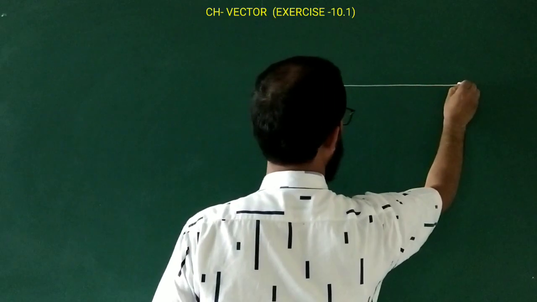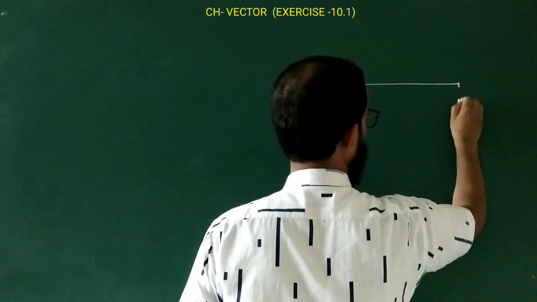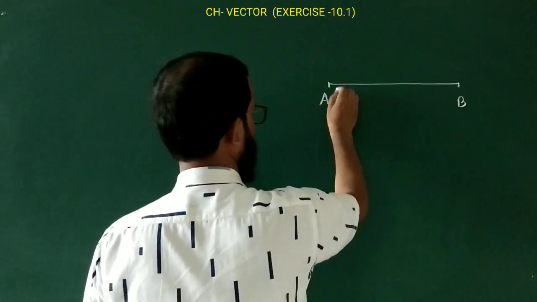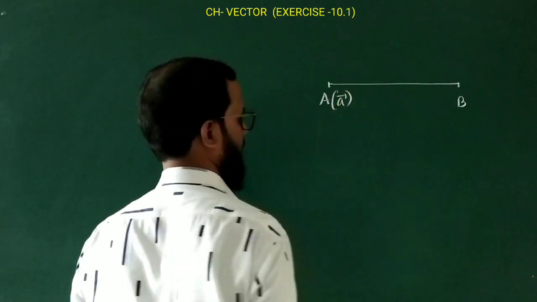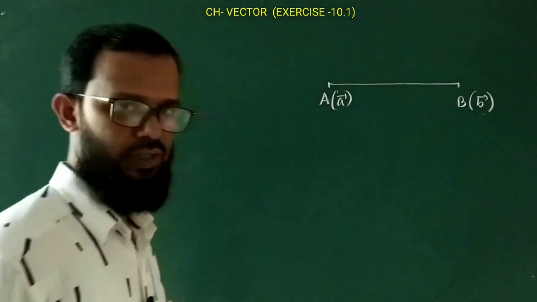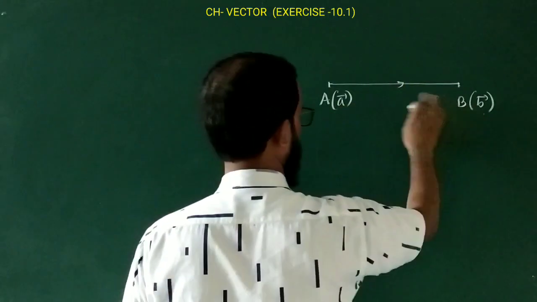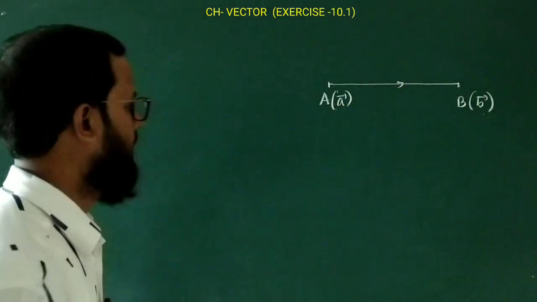Okay, suppose that A is a point and B is another point, and position vector of A is given, a vector, and position vector of B is given, b vector. Now you have to find AB vector. These two are given, you have to find AB vector. Okay.